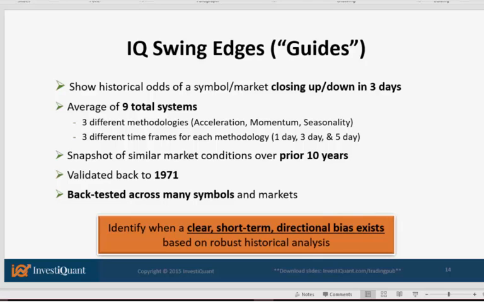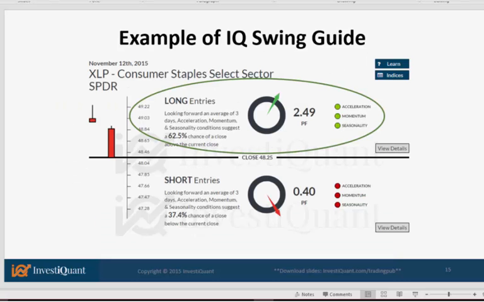We validated the data going all the way back to 1971 in our earliest tests, and we've looked at it across many symbols and many markets. Basically, what we're trying to do is identify times when a clear short-term directional bias has existed based on any of these things. What we found is that when a number of these things line up, you've got a real solid edge. So I want to go through and show you on our website what the information looks like.